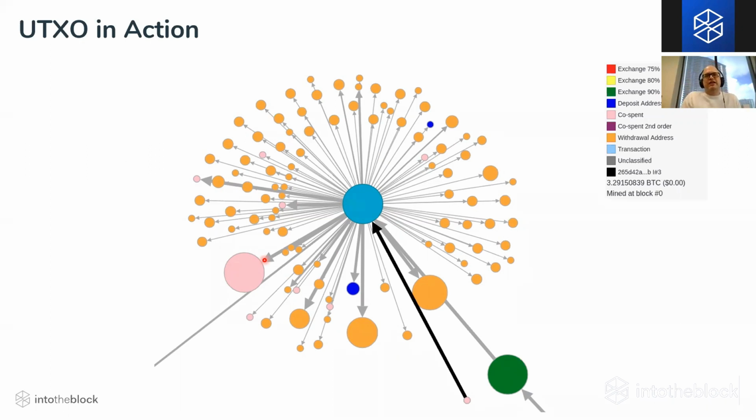There is a question from an anonymous attendee: what does the size of the circle mean? Is it the size of the transaction in this visualization? But again, this is a lot of what we use internally.